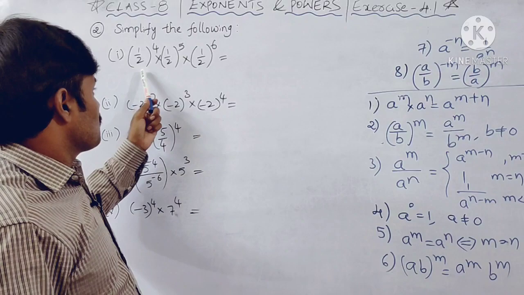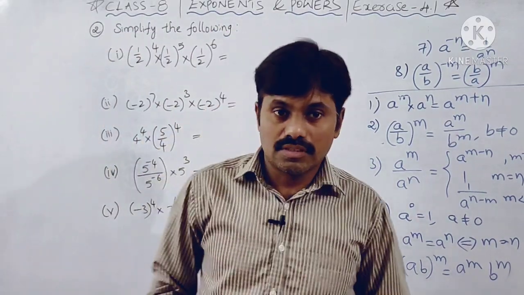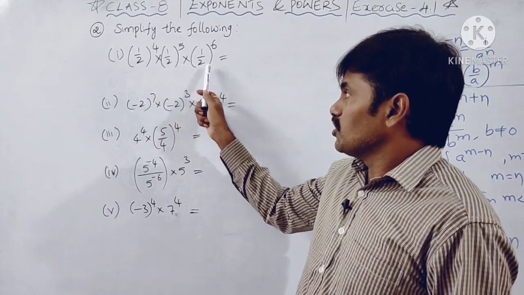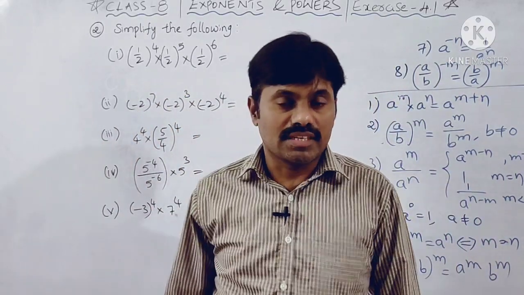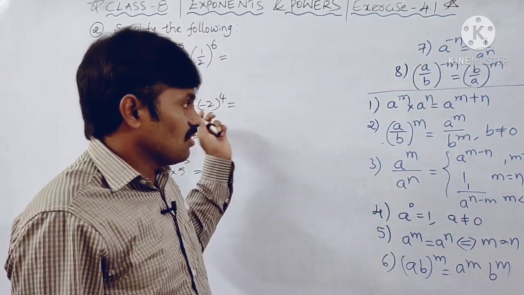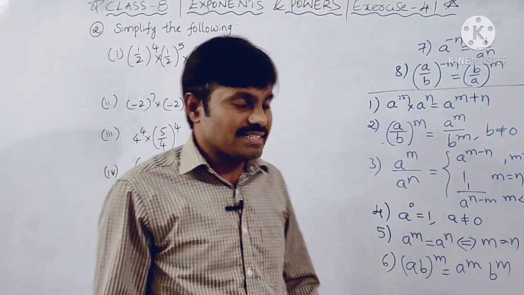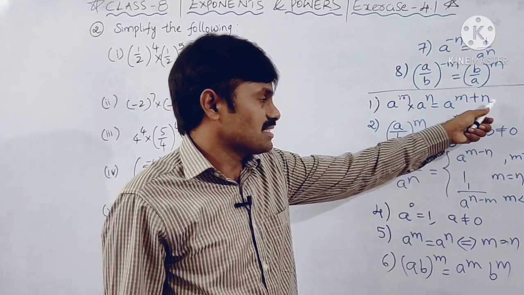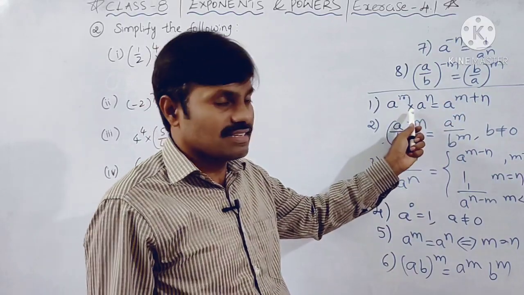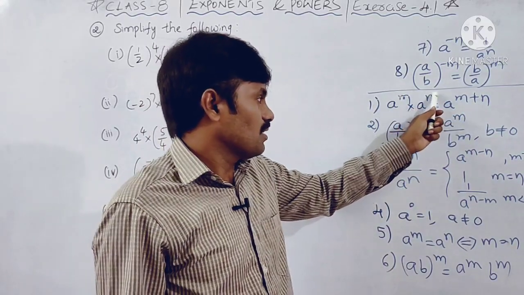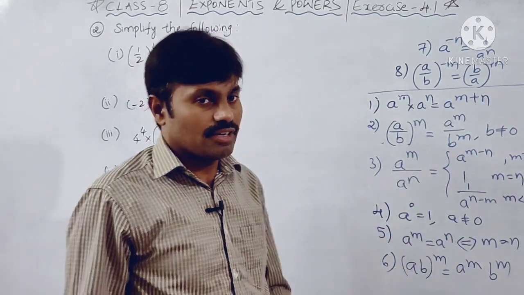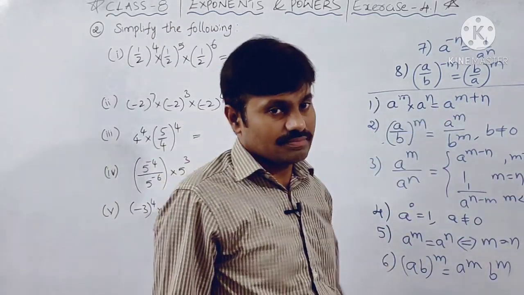In this, if you observe the bases, 1 by 2, 1 by 2, 1 by 2, are the bases equal or not? Yes. If the bases are equal, what about their exponents? See here, a power m into a power n is equal to a to the power of m plus n. Here the base is equal and the sign in the middle is into, so the exponents are added: a power m into a power n is equal to a to the power of m plus n.